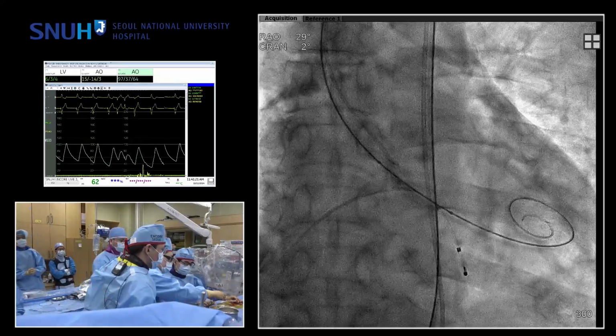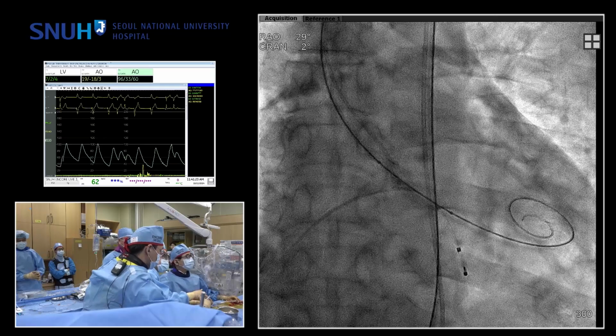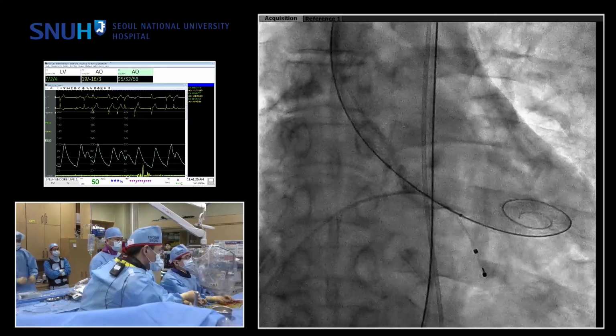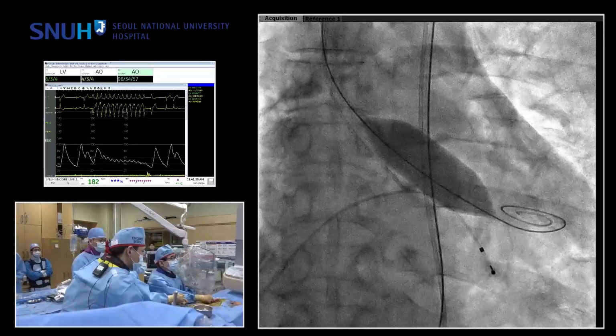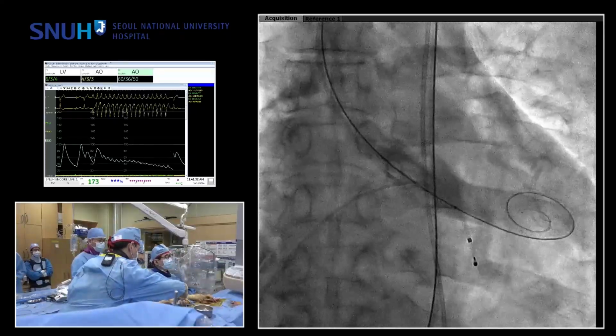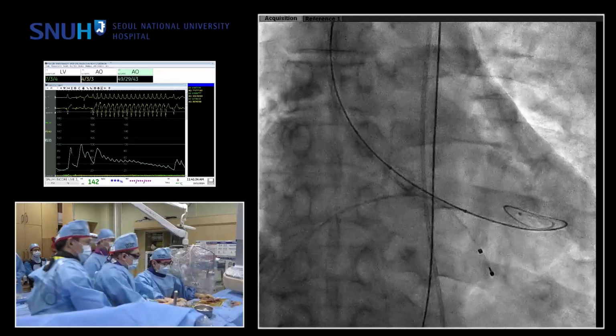Okay, pacing on. Inflation. Deflation. Off. Okay.